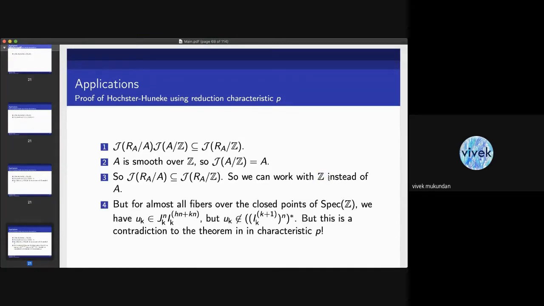So for almost all fibers over the closed points of Z, we have that U_K is contained in here but not here. That is a contradiction to your theorem in characteristic P. We can make quick work of the theorem. Again, this is the affine case, not the general case.